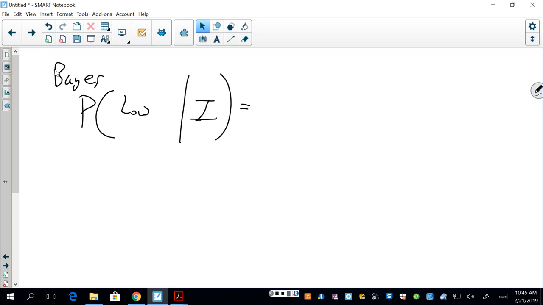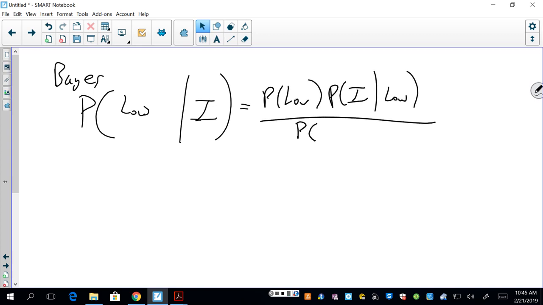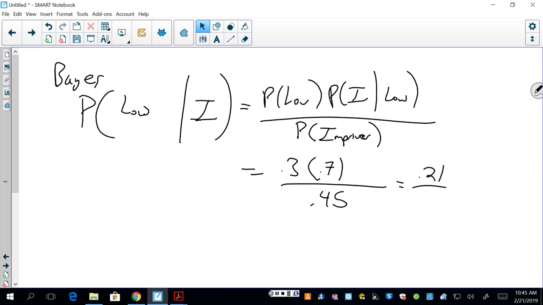So in Bayes, there's a chance that it's low and the chance that it's improving if it's low, right? Over the chance that the skier improves. Well, the chance was 0.45 for improvement. The chance of low wind was 30%, and improvement given low wind was 0.7. So it's 0.21 over 0.45. So 21 over 45. Both of those are divisible by 3. So that's 7/15. So a little less than 1/2.